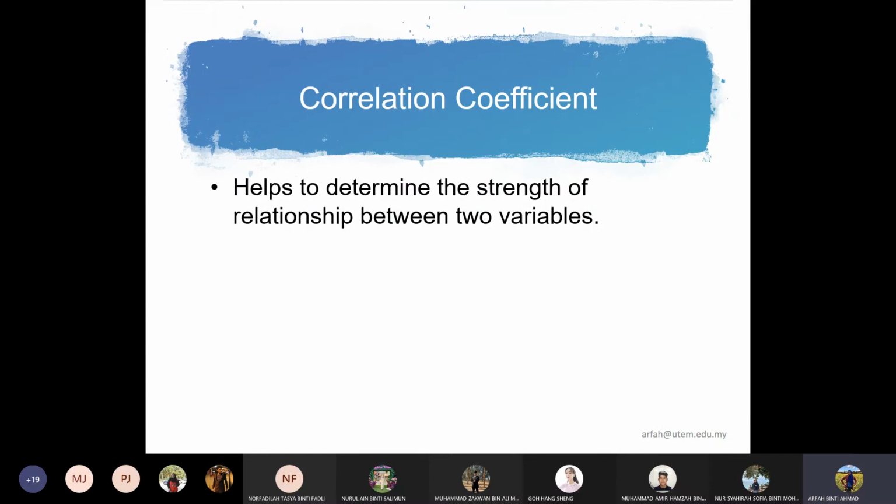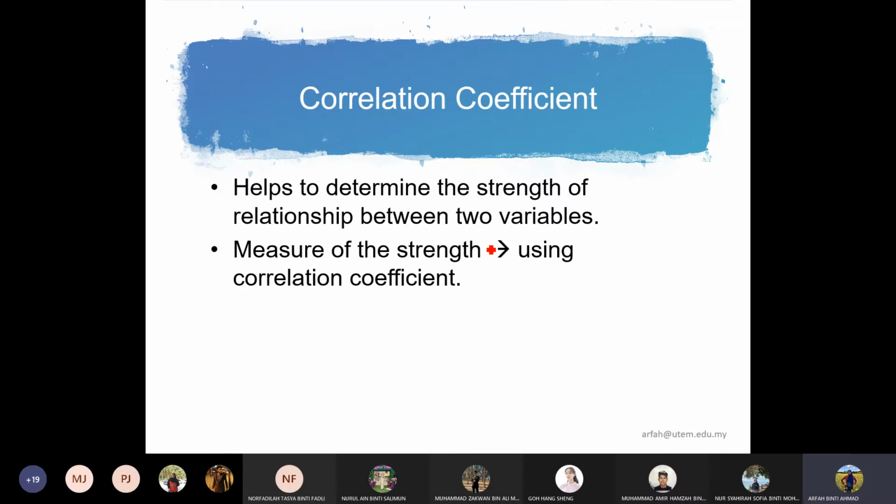Correlation coefficient, ianya akan tentukan the strength of the relationship between two variables. Okay. Meaning that first awak tengok ada hubungan or not between X dan Y. If ada hubungan, then how strong is the relationship between X and Y? So to measure the level of relationship between independent and dependent variable, we have the correlation coefficient. So correlation coefficient will help you to determine the strength of relationship between two variables.